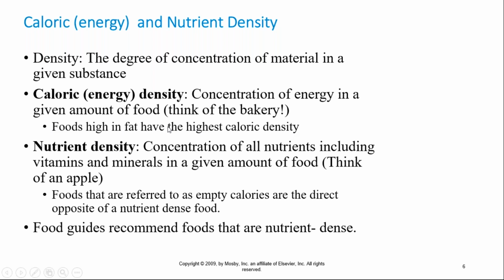Nutrient density is the concentration of the nutrients in the food. For example, if you talk about an apple, it is nutrient dense because it has a large amount of vitamins, minerals, water, and others. Foods that are referred to as empty calories are directly opposite to nutrient-dense foods. These are foods that you eat in large amounts but which do not give you any nutrients, like, for example, popcorn or puffed rice, which are known for empty calories.